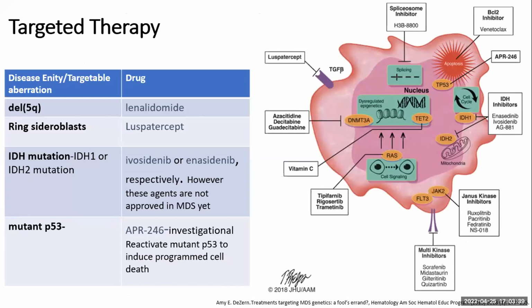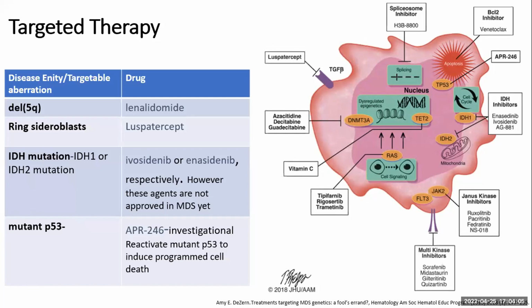And then, of course, the issue of targeted therapy studies ongoing to try to treat these patients who have targetable aberrations. We know, of course, those with the del5q who use lenalidomide, those with ring sideroblasts will respond to luspatercept, and those with IDH1 and IDH2 will respond to ivosidenib and enasidenib. However, these drugs are not yet registered for use in MDS.